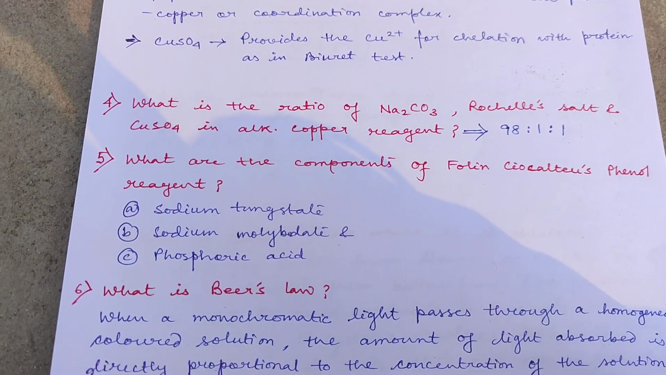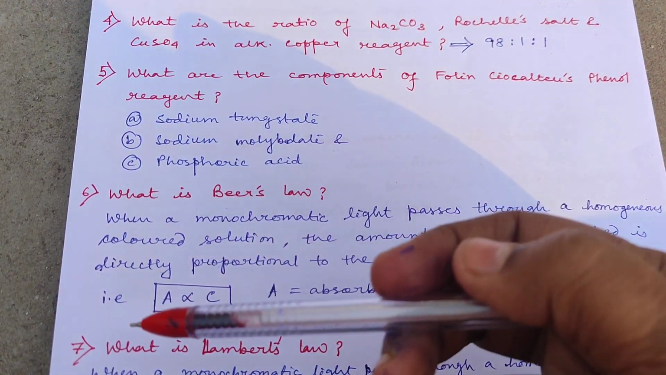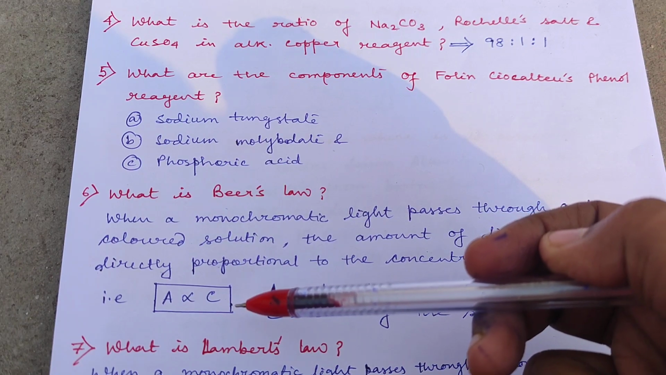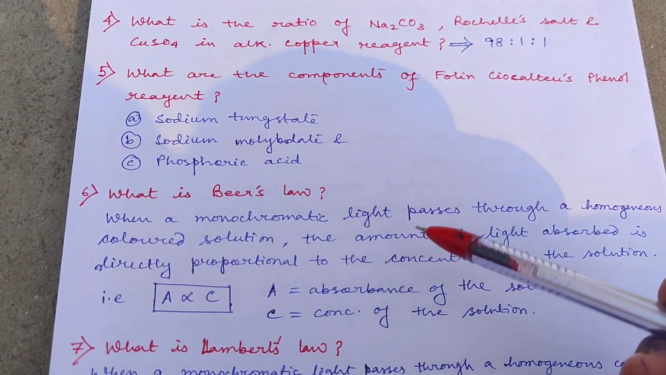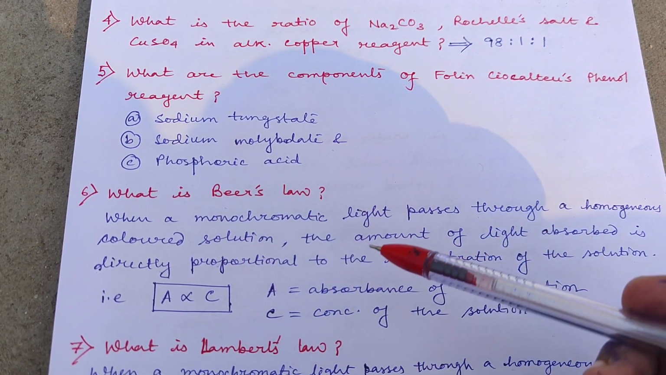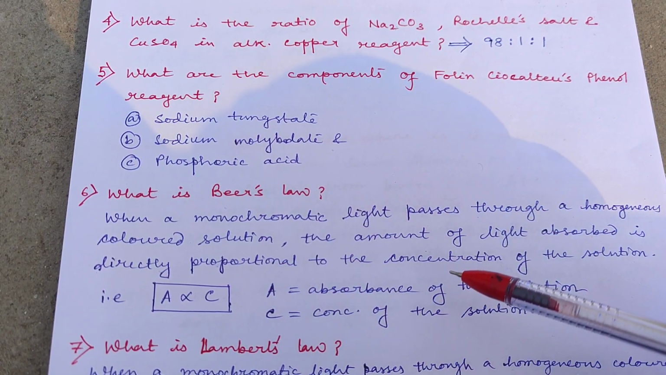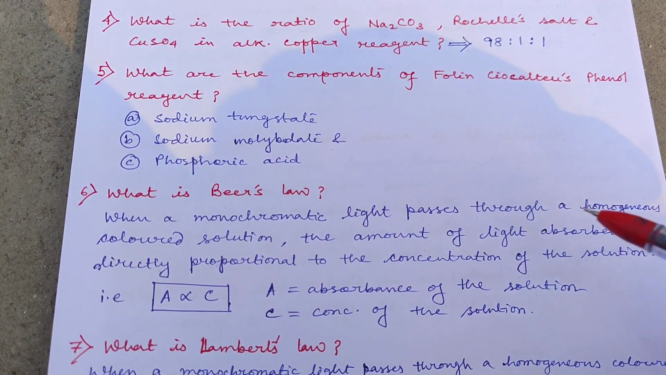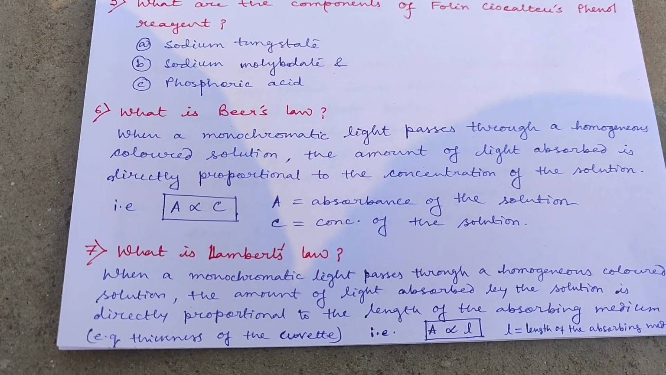Now, what is Beer's law? So, simply remember Beer's law states absorbance is directly proportional to the concentration of your colored solution. So, when a monochromatic light passes through a homogeneous colored solution, the amount of light absorbed by the solution is directly proportional to the concentration of the solution. A varies as C.